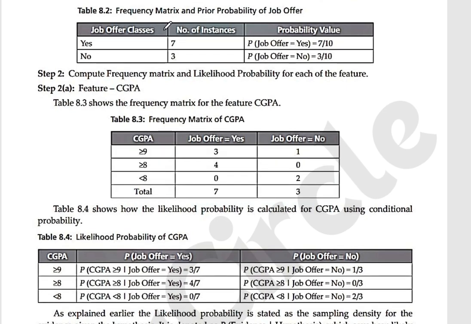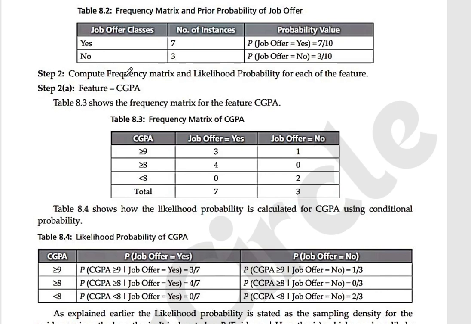offer. So the job offer class has either yes or no. Then the number of instances of yes out of the 10 instances is 7, and then the number of instances for the no is 3 out of 10. That is the same thing you have to write here. Probability of job offer is equals to yes, that is 7 yes out of 10 instances, and then P of job offer is equals to no is 3 out of 10 instances, that is 3 no's out of 10 instances.